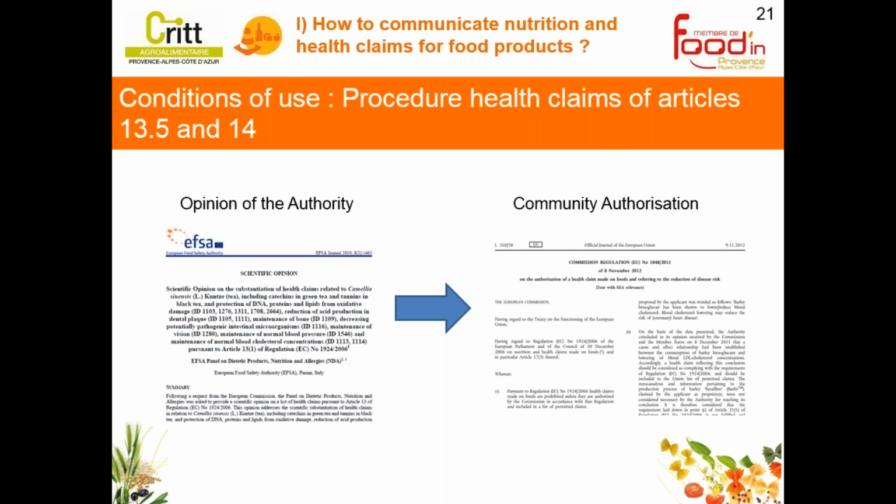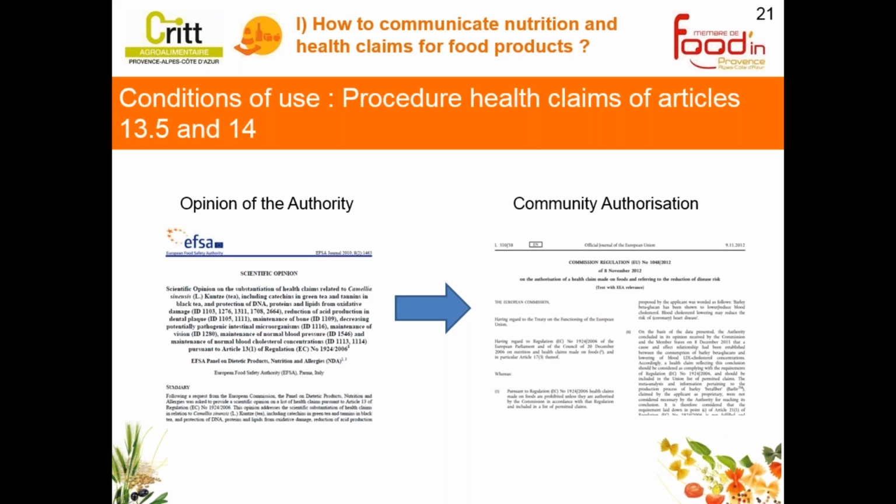The role of EFSA, and in particular of its scientific panel of nutrition, dietetic products and allergy, is to review the science behind all these claims. How does EFSA perform this task? In assessing each claim, EFSA nutrition experts focus on 3 main criteria. The first criteria is: is the food or food ingredient properly defined for the claimed effect?